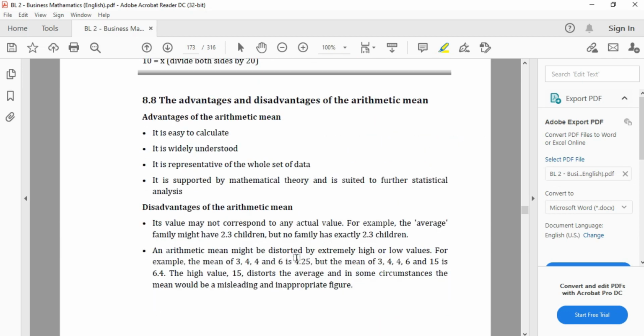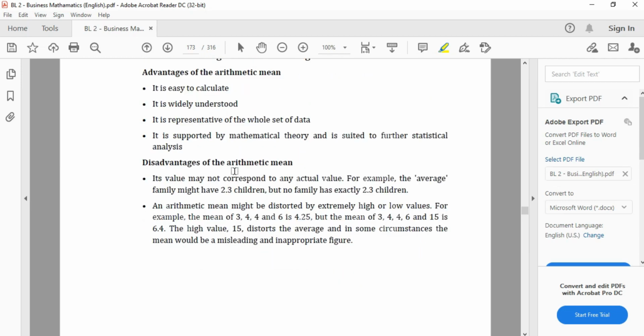Okay, so when we look at the advantages and disadvantages, advantages include easiness, it is easily understood, it's a good representative of the whole data set, and it is supported by mathematical theory. Yeah, those are common benefits.